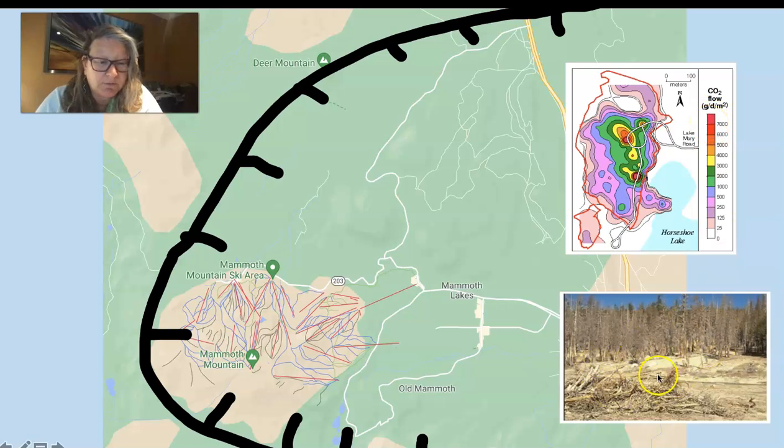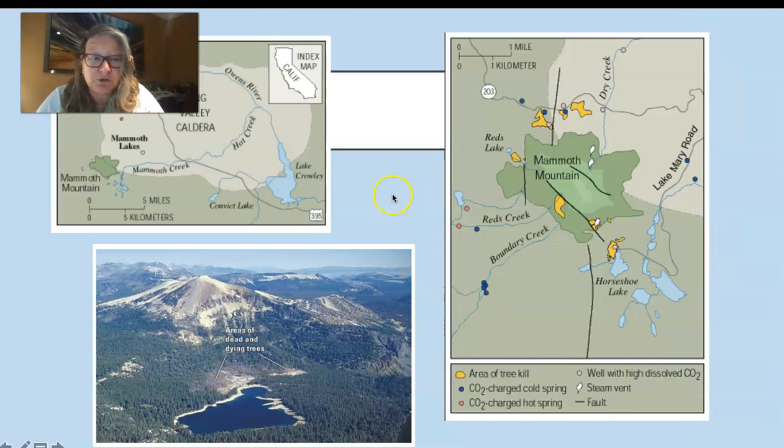And here's a picture of those trees that were killed from this intense amount of carbon dioxide. They just couldn't handle it. It was like poison.